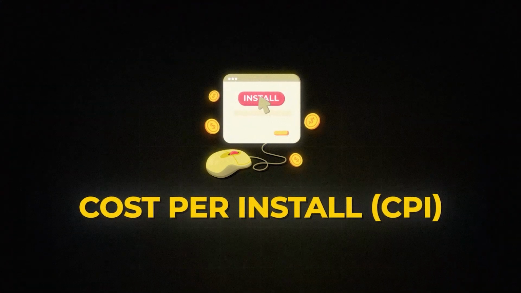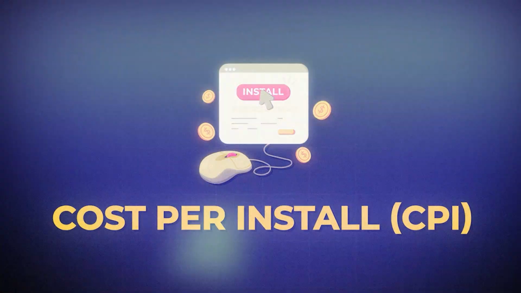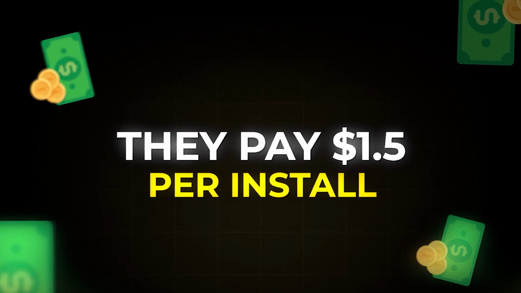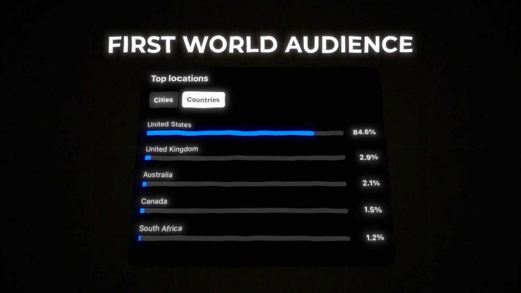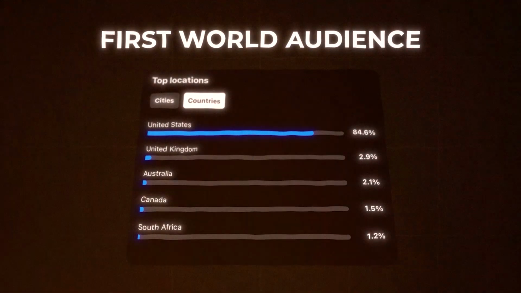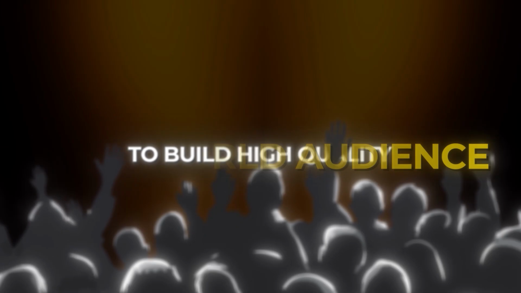First off, what is CPI? Well, CPI is cost per install, where you get paid for each download that you bring to that particular company. And today we're gonna focus on Sweatcoin. They pay $1.5 per install that you get in. As long as you are in a first world country, or most importantly, you have first world audience on your Instagram theme page. Don't worry, because I'm gonna walk you through my step-by-step framework to build high quality first world audience and get them to install the app all organically via Instagram theme pages.